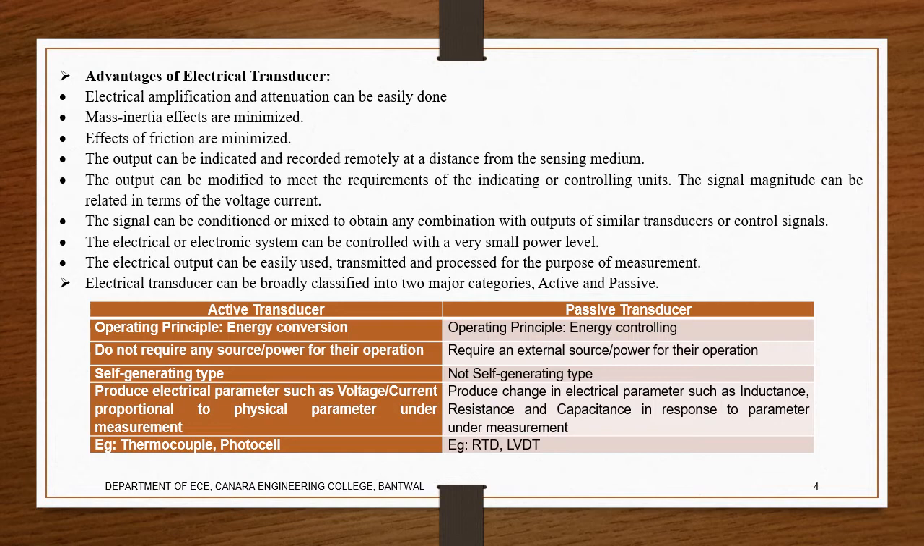In an electrical transducer, the measurement can be indicated and recorded remotely, at a distance from the sensing medium. When you are at a far place, you need not go there to read the values. You can stand anywhere and see them, like we use IoT technology now. Next, the output can be modified to meet the requirements of the indicating and controlling unit. The output is modified and seen as per what we require.